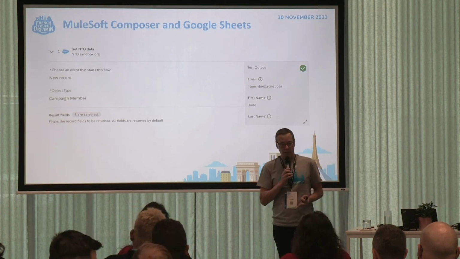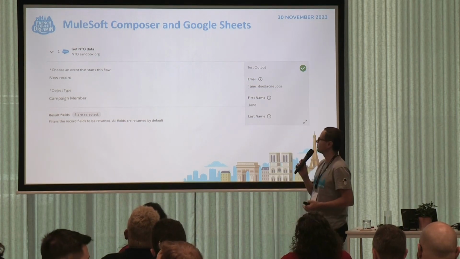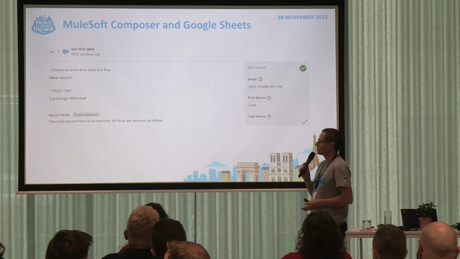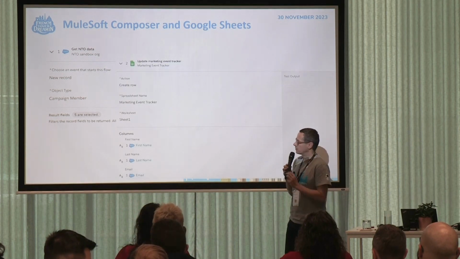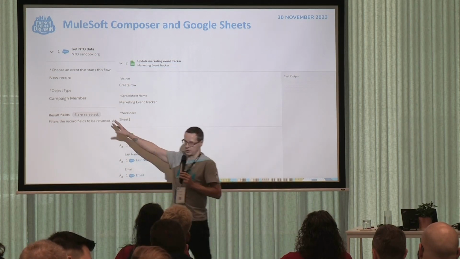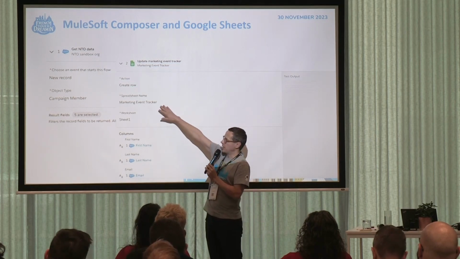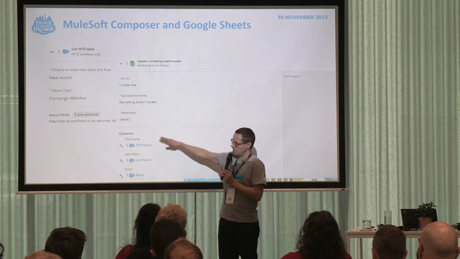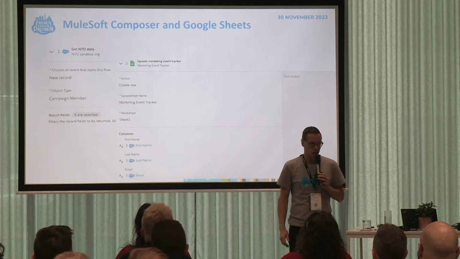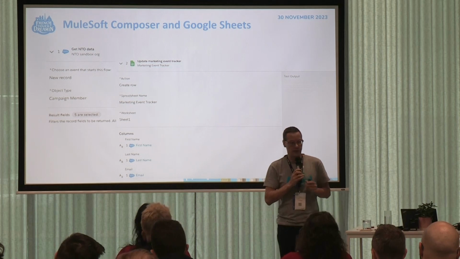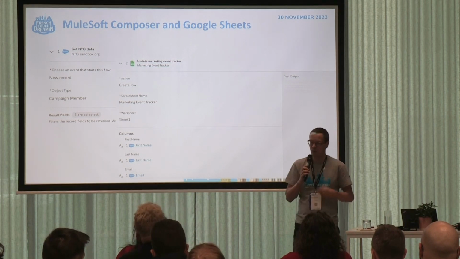MuleSoft Composer is the next big thing in the Mule world, and it can be connected with a Google Sheet. So Salesforce on one side, Google Sheet on the other side. Whenever something happens on the Salesforce, I can, with a few clicks, link it to a spreadsheet, map the fields to the columns, and it can create a new line in the Google Sheet. It should be possible to do it the other way around. So it's nice to see these out-of-the-box integrations.